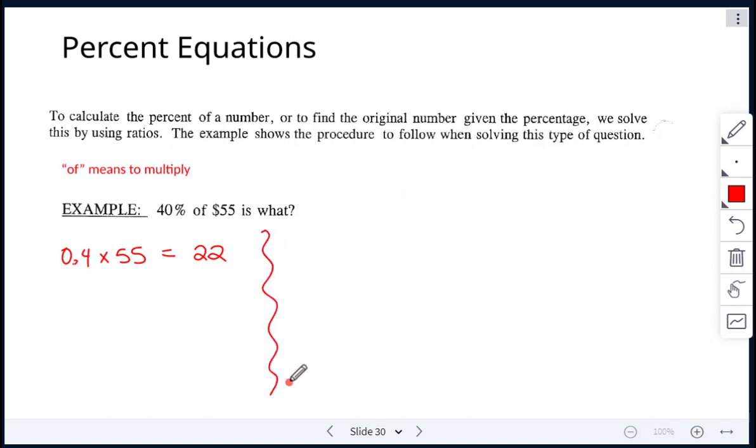The other method would be to set it up as a ratio. So 40 over 100 times 55, and that'll give us what we're looking for. Same thing, 40 over 100 is the same thing as 0.4, and then you would multiply by 55, and our answer is 22. So 40% of 55 is 22, and here it was dollars, so that would be $22.